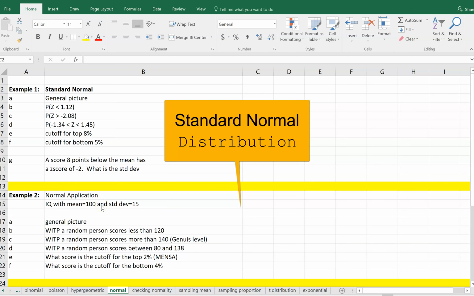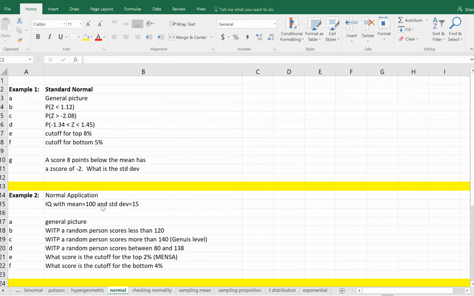Welcome everybody. Today we're going to discuss the normal distribution. In fact, we're going to discuss the standard normal distribution. So let's get right into it. Example 1, the standard normal.